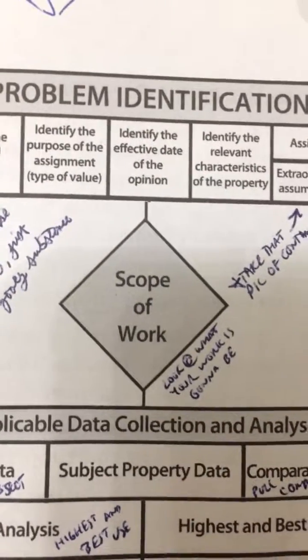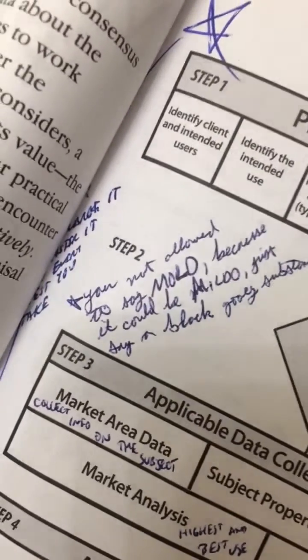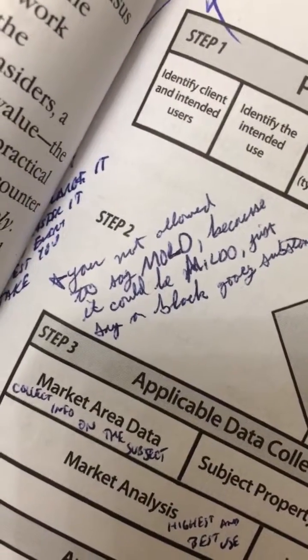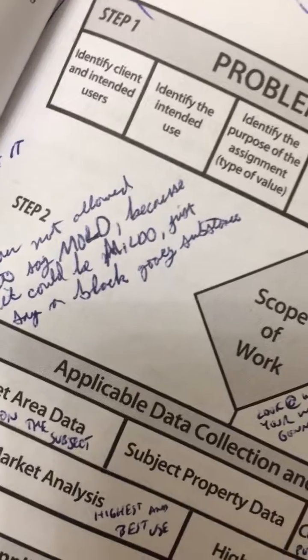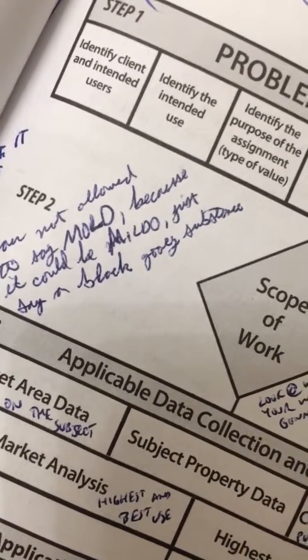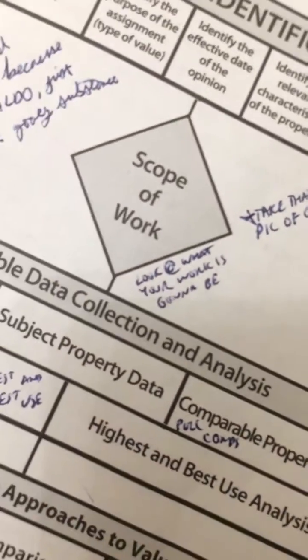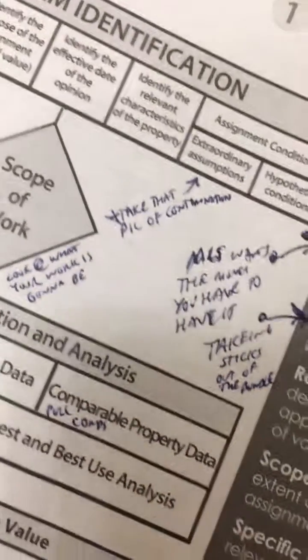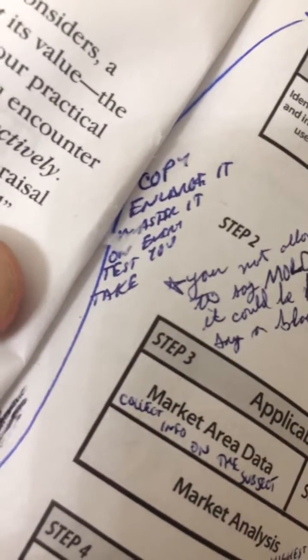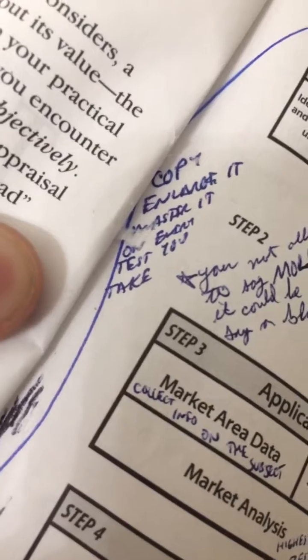Underneath that, you get your scope of work. Extra note, you're not allowed to say mold because it could be something else, just say black gooey substance. Look at what your work is going to be. Take that picture of contamination. Copy, enlarge it, and master it on something test you take from all the way up there to all the way down here.